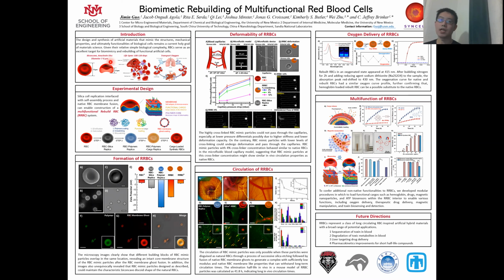Red blood cells possess 4 main characteristics. The first is the specific shape, then the delivery of oxygen from the lung to the body, and then the flexibility and the long circulation properties.